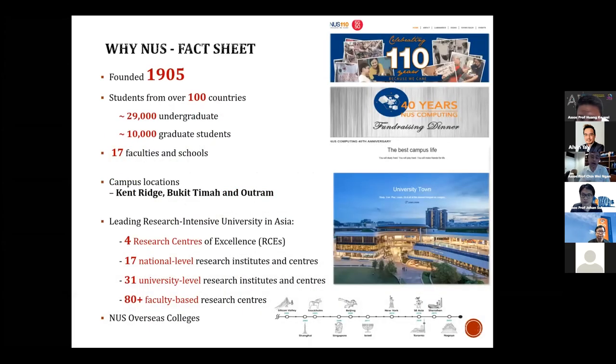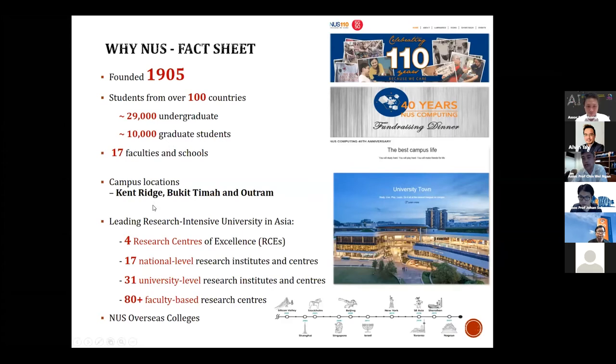NUS, as you know, is the oldest university in Singapore, though not very old, about 110 years old. I think it was set up in 1905, initially as a medical school, and over the years the university has transformed itself from a teaching university gradually into a research intensive university. It has, at this moment, 17 faculties, of which the School of Computing is one, 30,000 undergraduates and 10,000 graduate students.